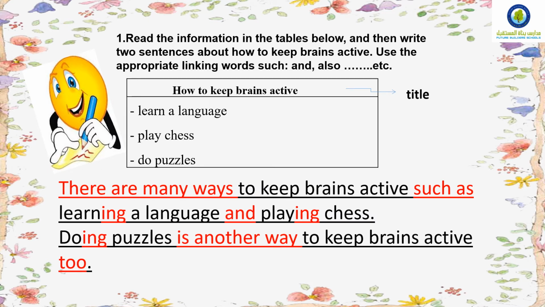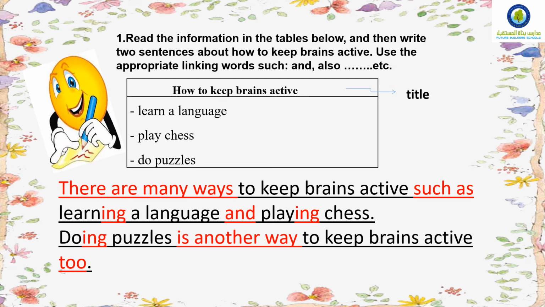How to make the guided writing from this box? You start with there are many ways. Now ways, we said, instead of how, so you delete how. There are many ways. You complete the title to keep brains active. Then you add such as. Now you add ing to the first and second verbs. Learning a language, you combine them by adding what? And. So, such as learning a language and playing chess.